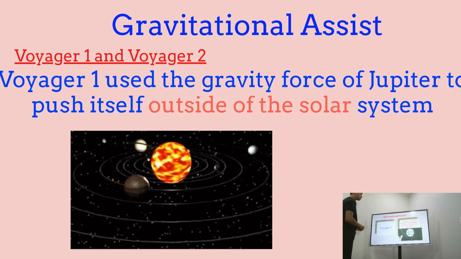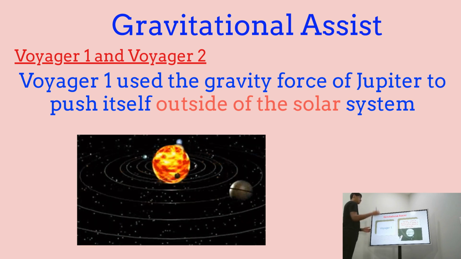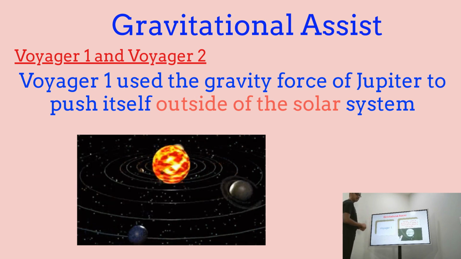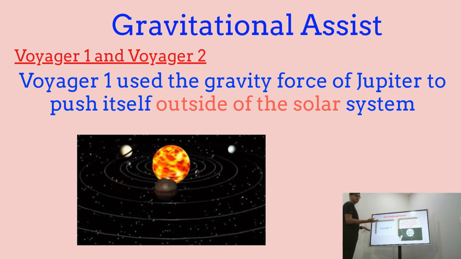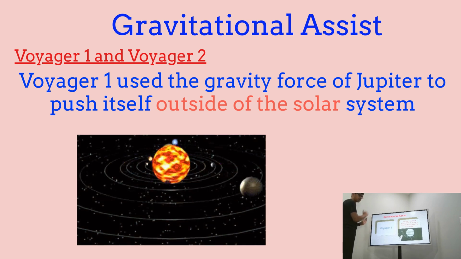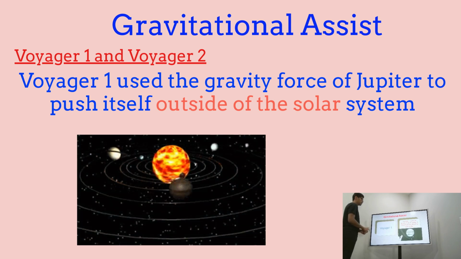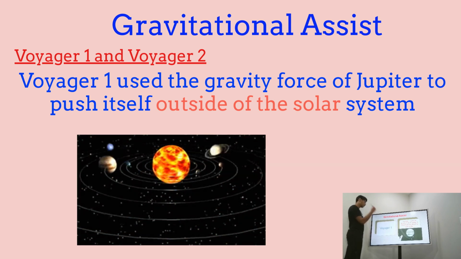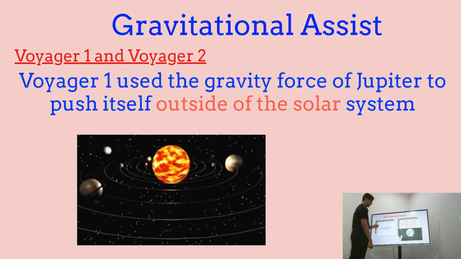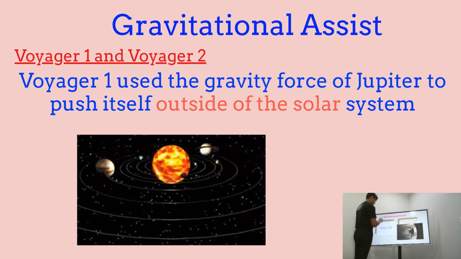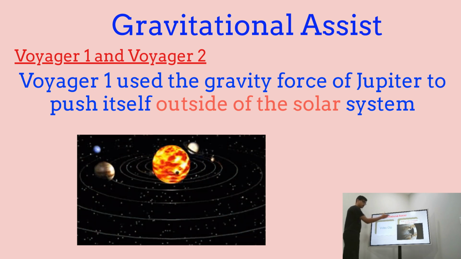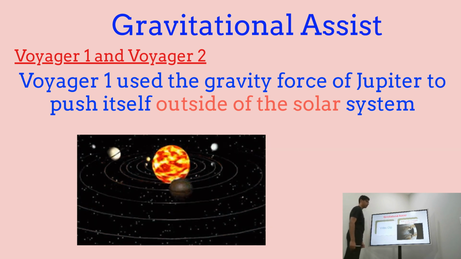Voyager 1 used the gravity force of Jupiter to push itself outside of the solar system. Voyager 1 was used to study outer space outside of our solar system. Now we're going to go over a video clip that shows the Voyager passing Jupiter.